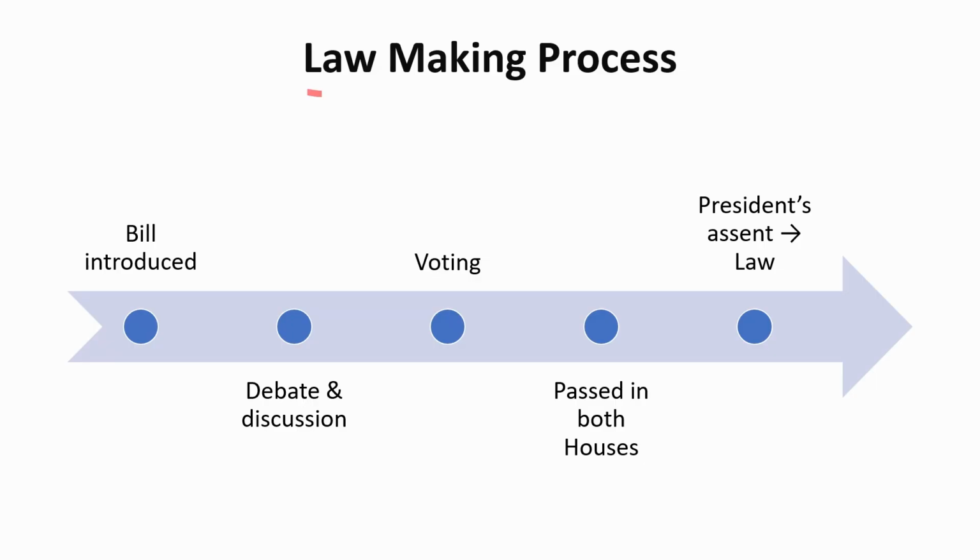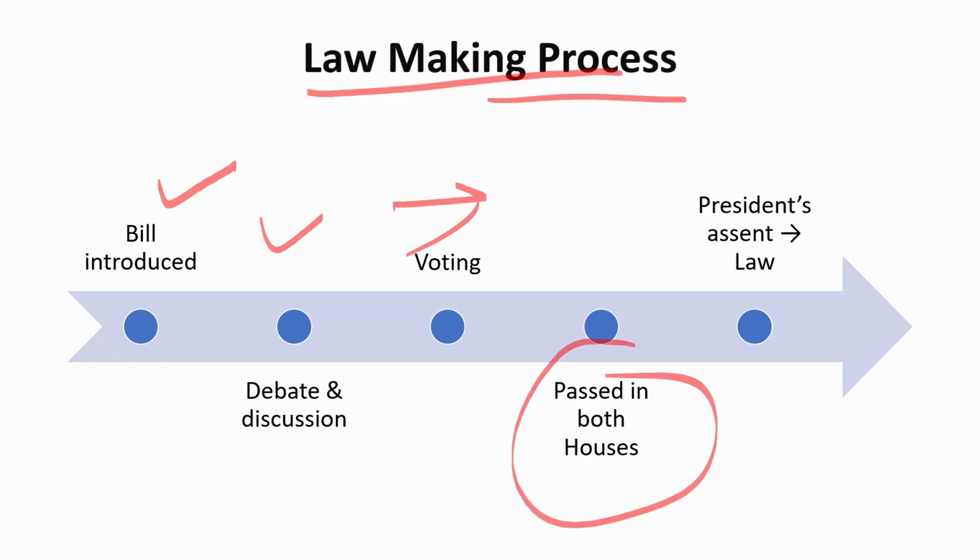Now let's understand the lawmaking process, how a law is passed in the parliament. First, a bill is introduced in parliament. Then it is discussed and debated. After that, voting takes place on it, and if both houses pass it, it is sent to the president. After the president's approval, it becomes a law. So this process ensures that laws are not made in a hurry and are carefully examined.